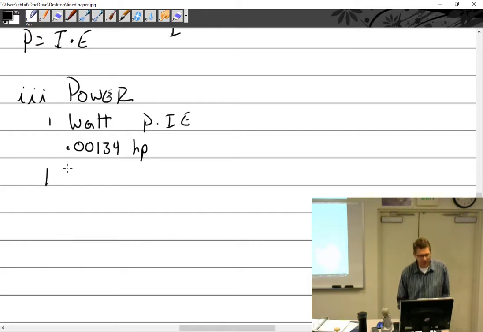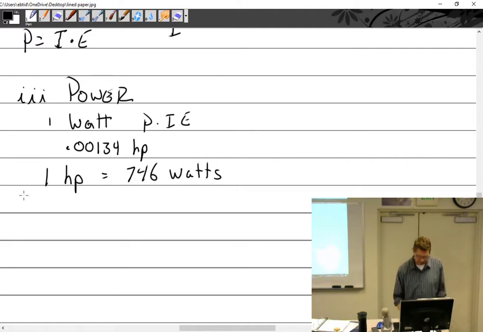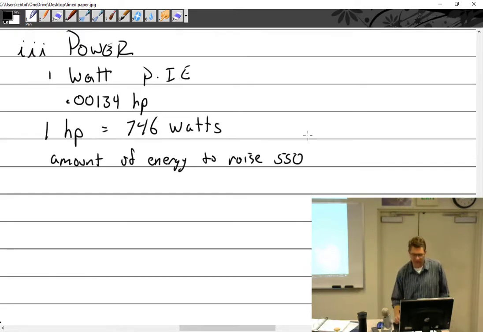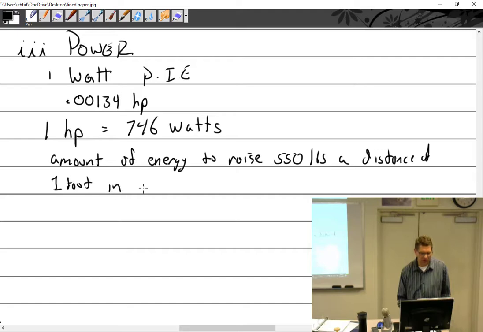And 1 horsepower. Everybody know what a horsepower is? How much is a horsepower? 746 watts. And it is the amount of energy required to raise 550 pounds a distance of 1 foot in 1 second.